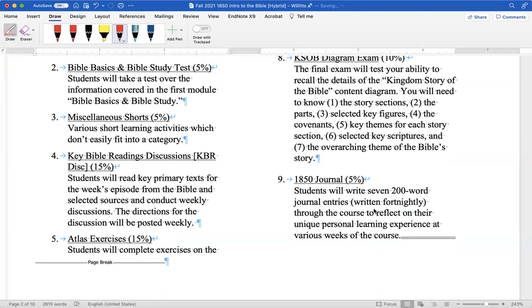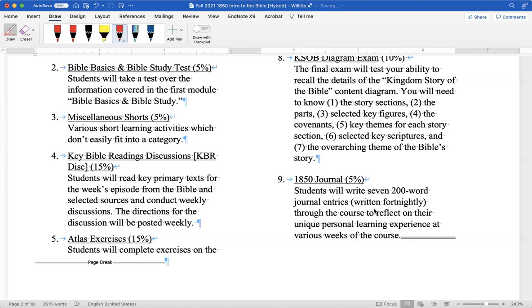And in that journal entry, you're going to reflect on your experience of learning. You're not going to tell me about what you learned so much as you're going to be telling me how you learned and what it felt like to learn, and the experiential nature of the learning process. That is the journal. It is not a summarization of content. It is a reflection of experience. And you'll do that 7 times over the course of the semester.